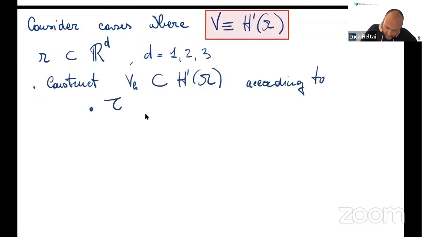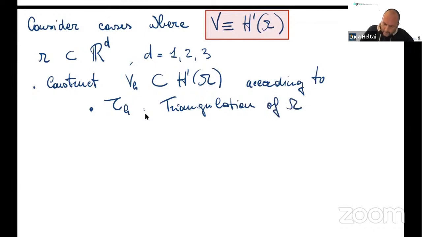One, tau h, which is a triangulation. Actually three ingredients. Triangulation of omega. Let me make this set in green, meaning this is something that will be implemented. So whenever you see something in green, there is a one-to-one relationship with what is implemented in the code, and you will see this exactly in the code.